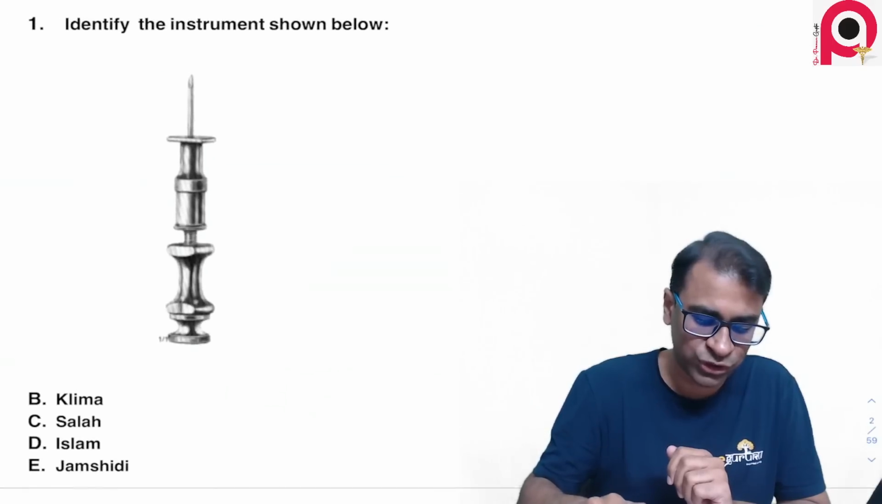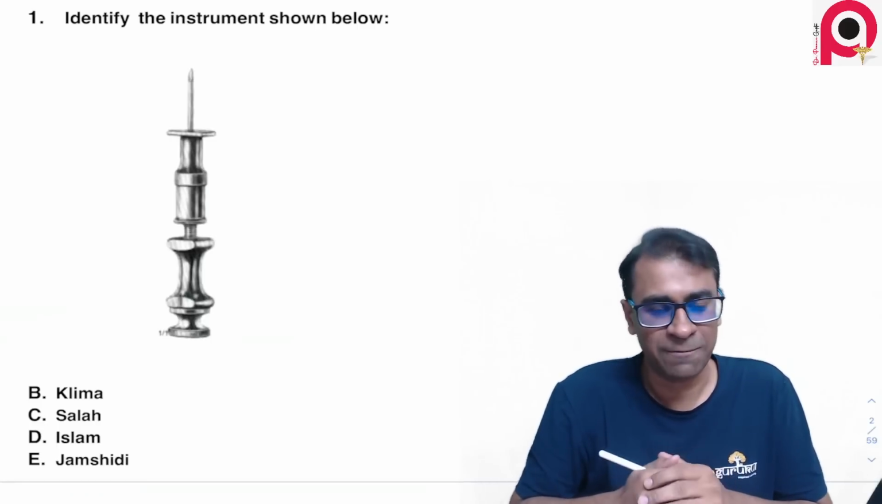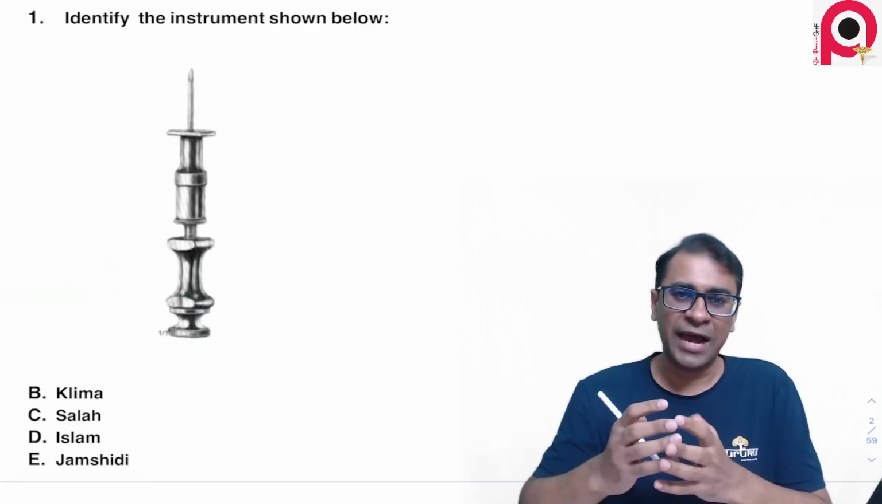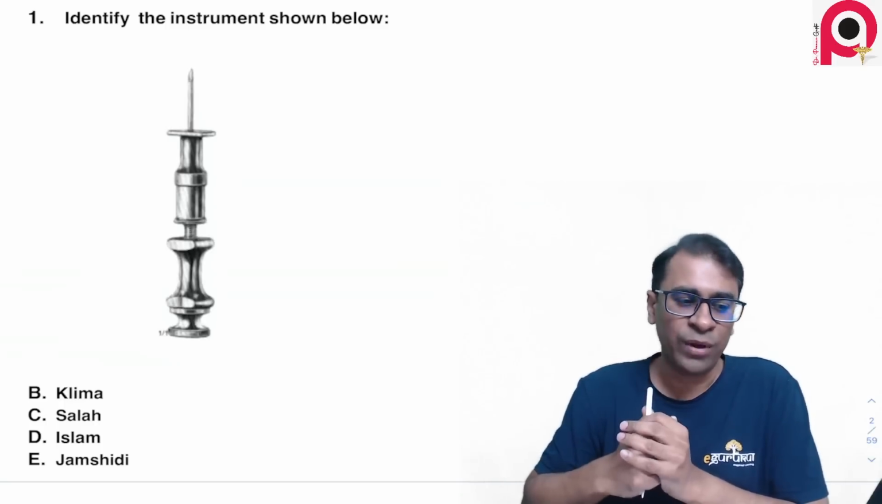I'm starting with my first question, and this is the first question. Identify the instrument which was actually shown here. So guys, this is actually a bone marrow aspiration needle, and very importantly, when you look at this needle, there is no side screw. There's no side screw here.